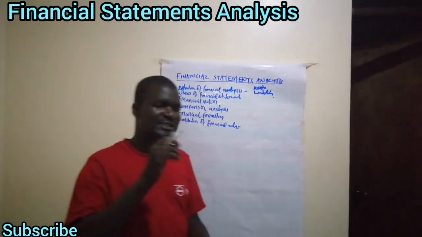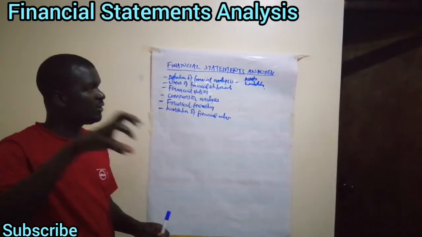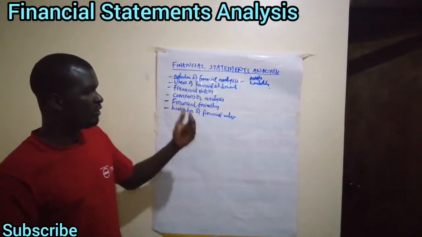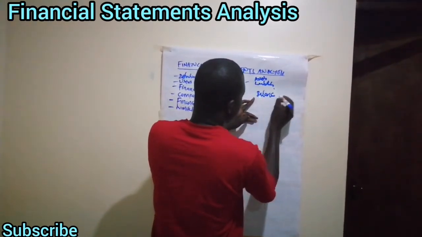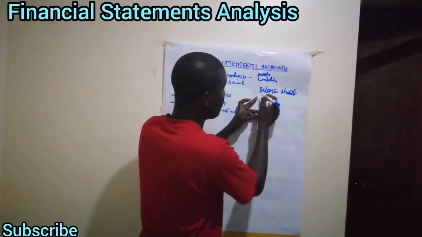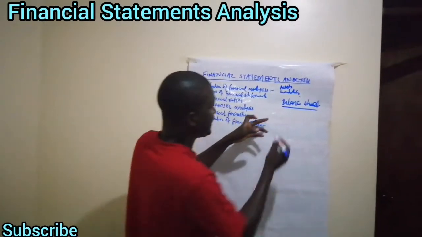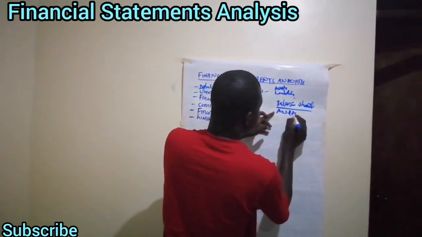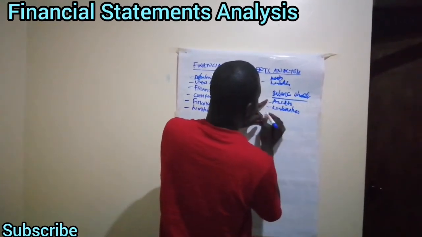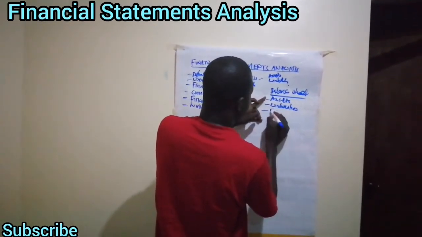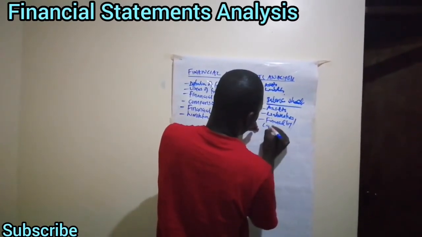So you are doing that detailed examination of the financial statement. You look at the components of the financial statement. What are the components? For example, if you take a balance sheet, which we also call the statement of financial position, you look at its components: it has assets, liabilities, and what? Financed by, or the capital.